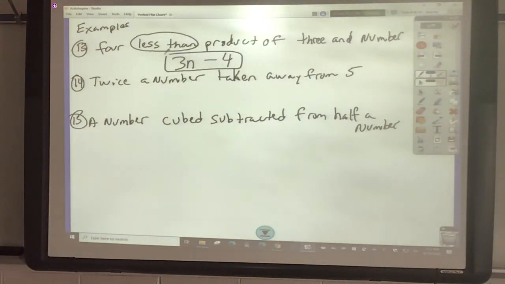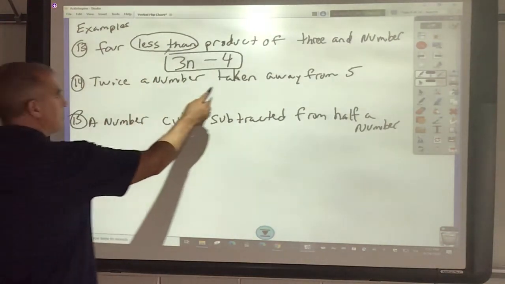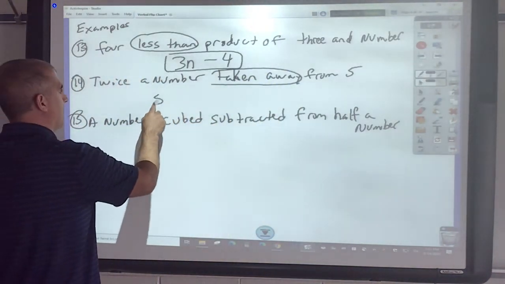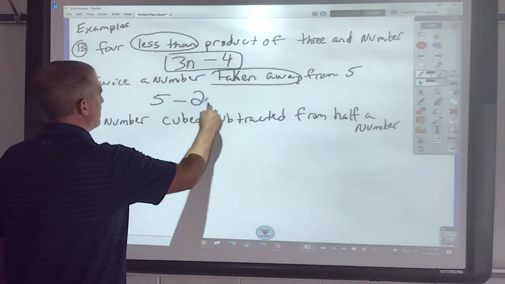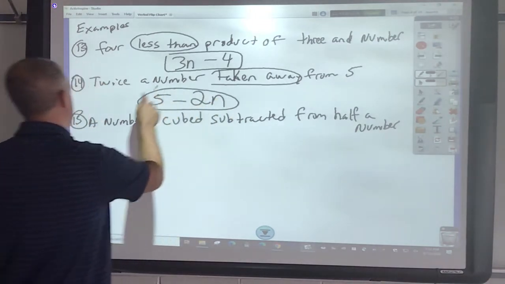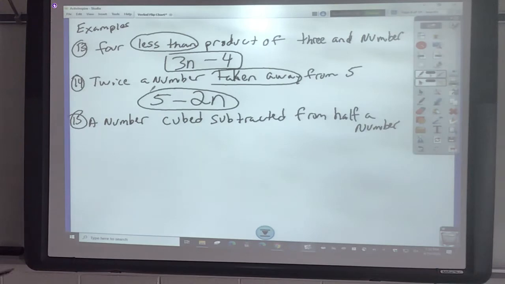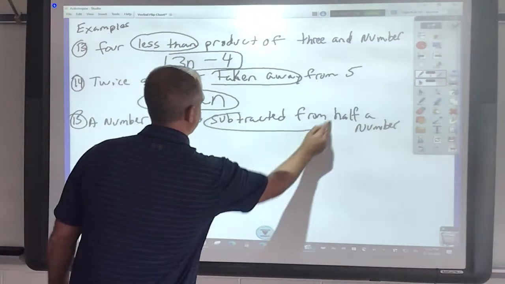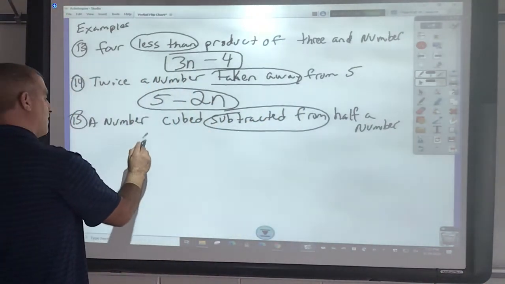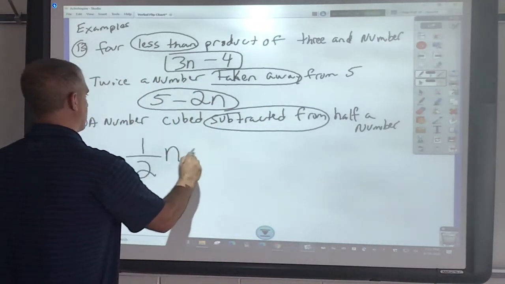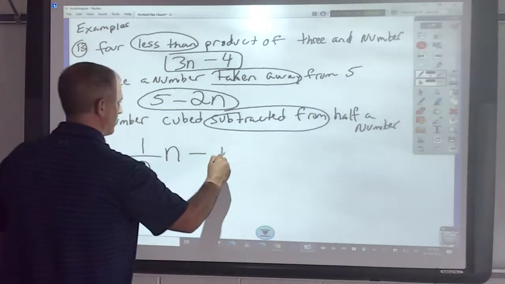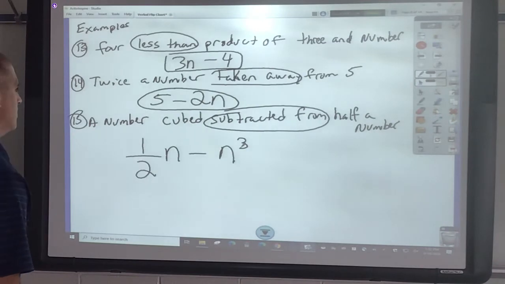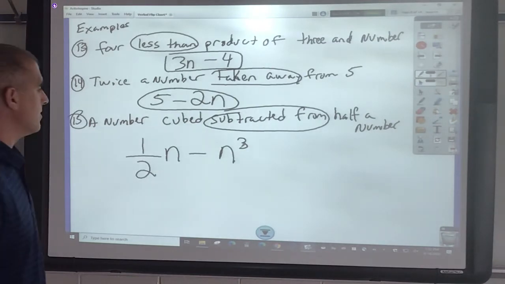Twice a number taken away from 5. The taken away is one of those special ones. So the 5 would be here. Twice the number, so 2n. A number cubed subtracted from half a number. Subtracted from is one of those big ones. Half of a number minus a number cubed. And that's what you would have.